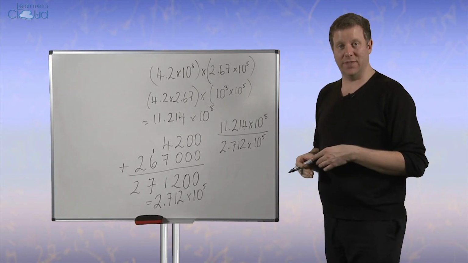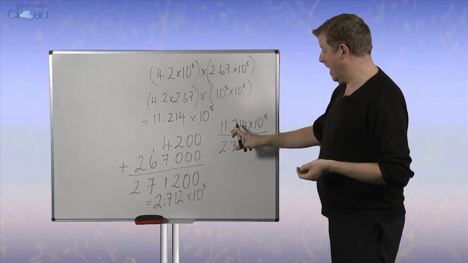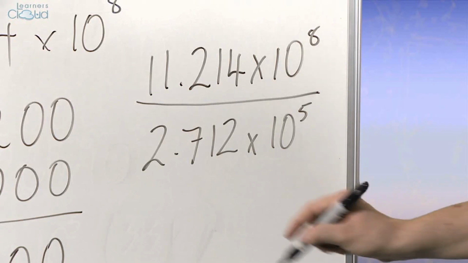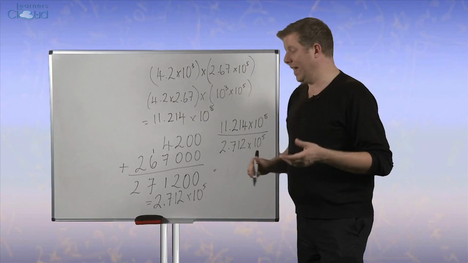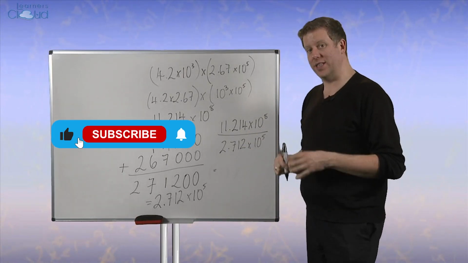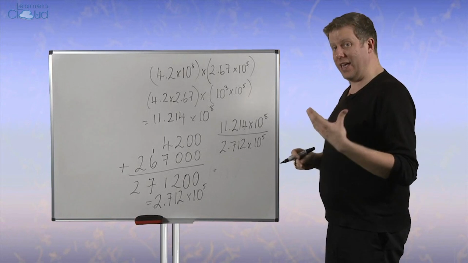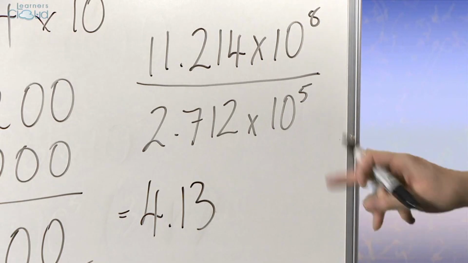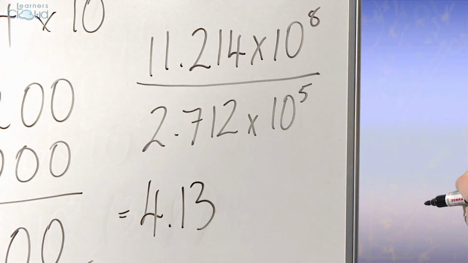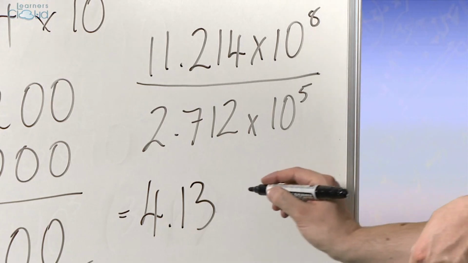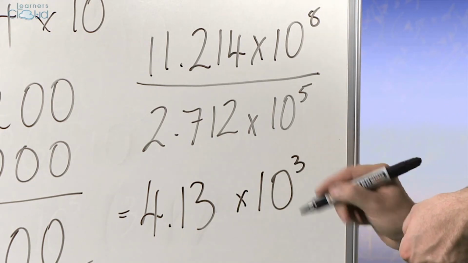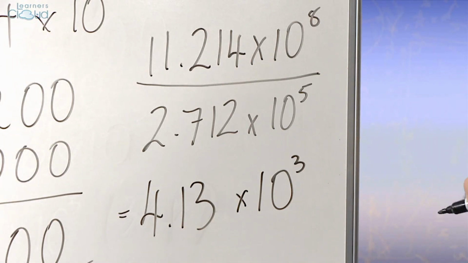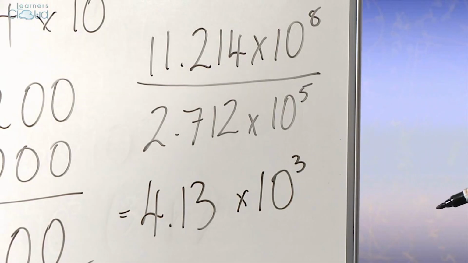And we know what happens when we divide. We can collect the two things together again, our numbers and our 10 to the powers, and we're going to work out using the law of indices what they give us. So when we do 11.214 divided by 2.712 on our calculators, it gives us, to three significant figures, 4.13. 10 to the power of 8 divided by 10 to the power of 5, remember we subtract those powers, and it will give us 10 cubed. And we notice, just our final check, the number is between 1 and 10, so it's already in standard form.